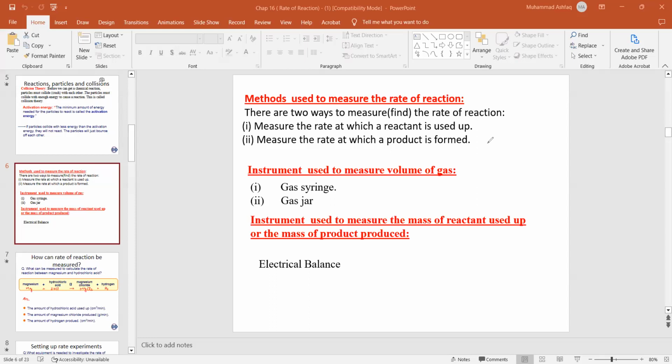Collision means to strike with one another. Okay, so there are two ways to measure or find the rate of reaction. One is to measure the rate at which reactant is used up. First thing, what we can use is to measure the amount of reactants.